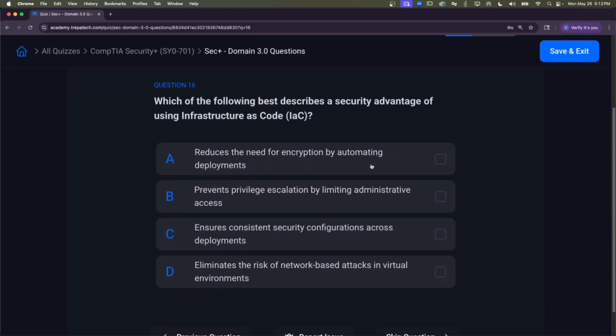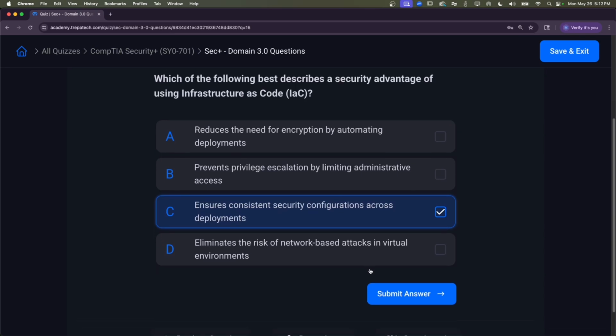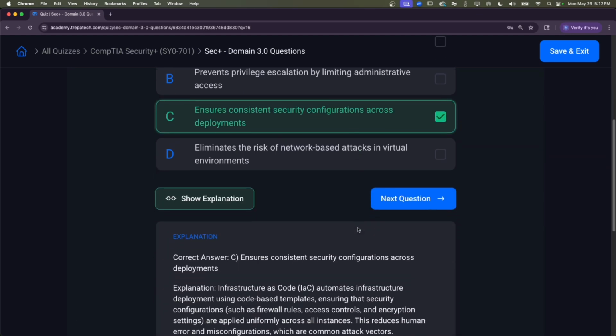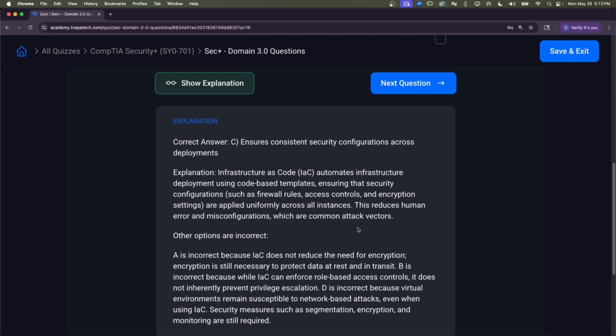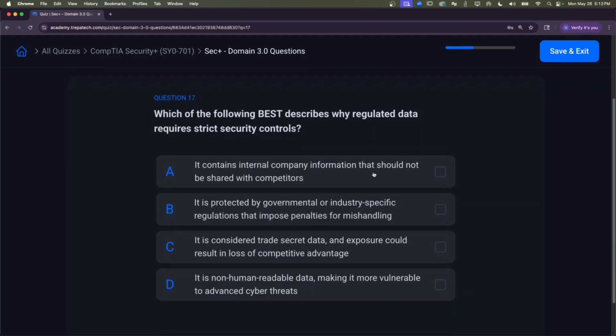Question 16. Which of the following best describes a security advantage of using infrastructure as code? So it's consistency, right? If we have security configurations, like a security technical implementation, that needs to be the same across all of our network infrastructure, infrastructure as code can help us establish that and deploy it in an automated way with consistency, because it's one code base, one master repo of code. Pause the video if you'd like to read the explanation. Question 17. Which of the following best describes why regulated data requires strict security controls?